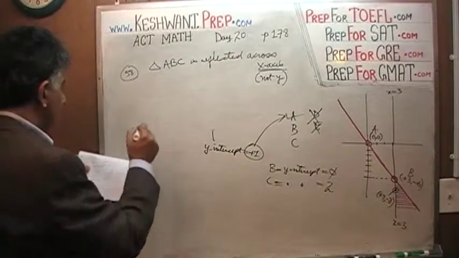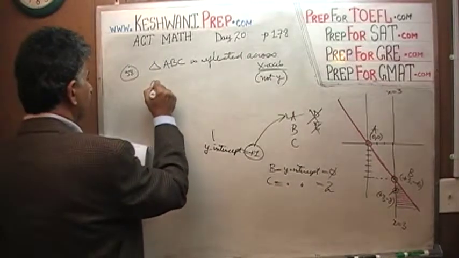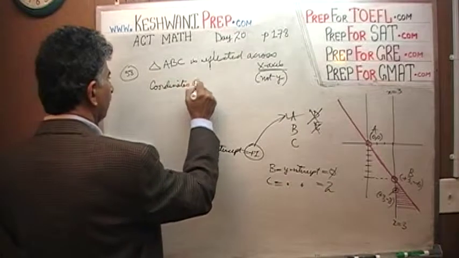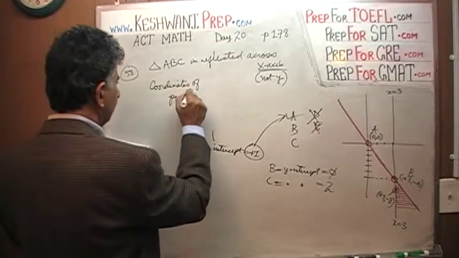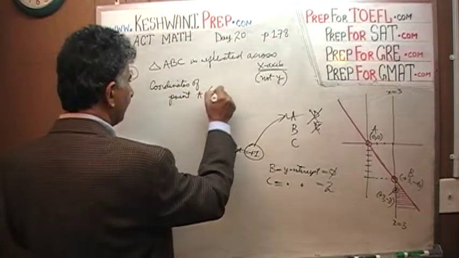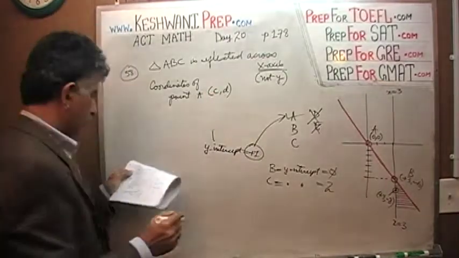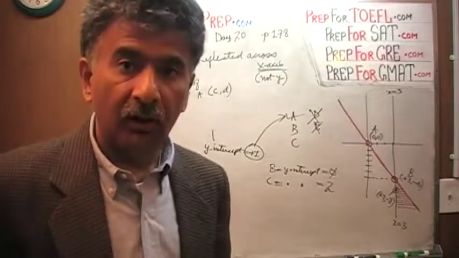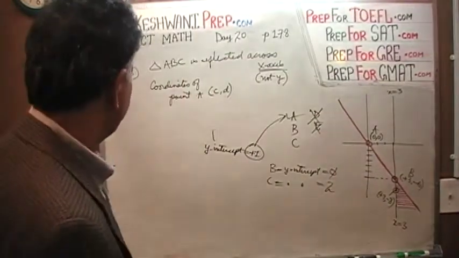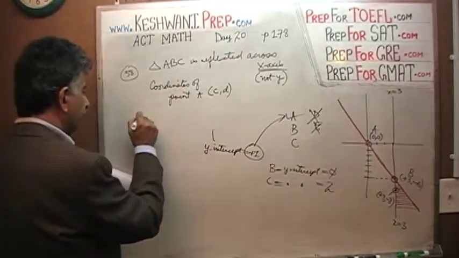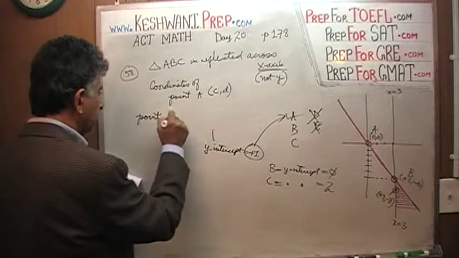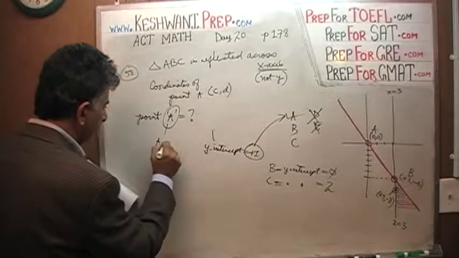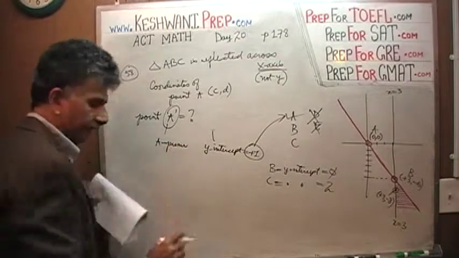The question simply is, what are the coordinates? We are told the coordinates of point A are C and D. The question is, what are going to be the coordinates of point A prime? This is how we read it. This is read as A prime. That's how we read it. A prime.